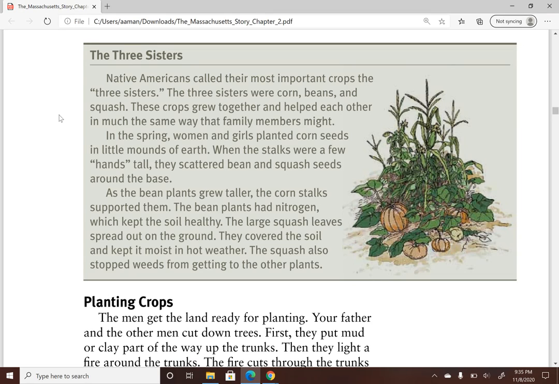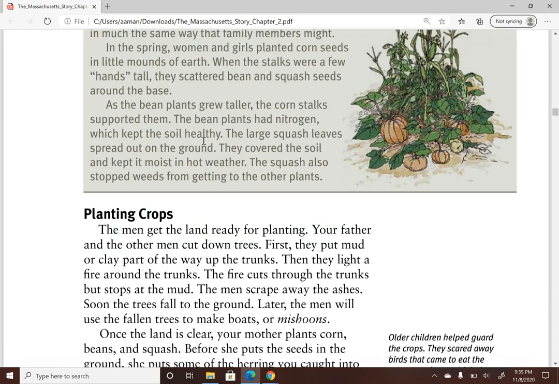The large squash leaves spread out on the ground. They covered the soil and kept it moist in the hot weather. The squash also stopped weeds from getting to the other plants. Interesting. Very smart.